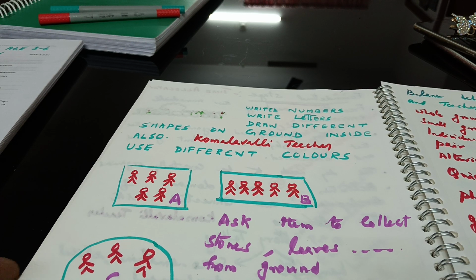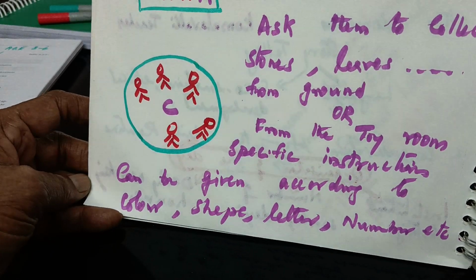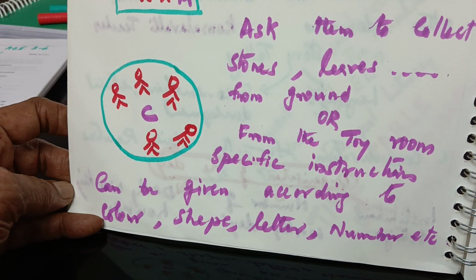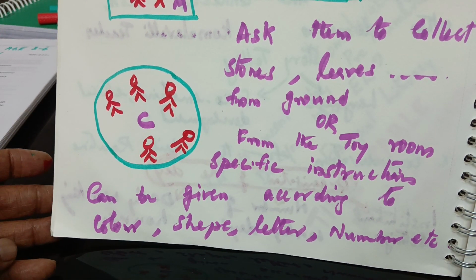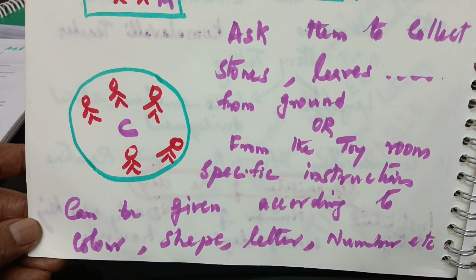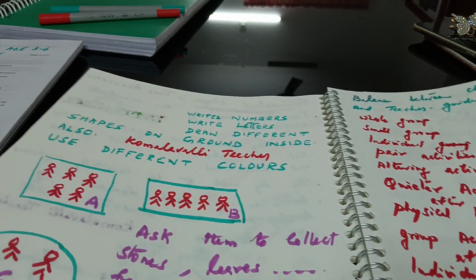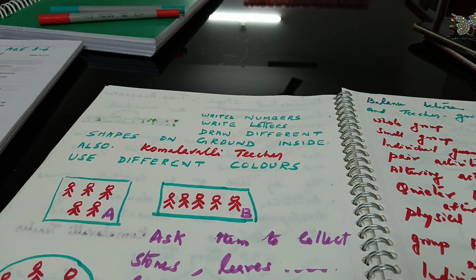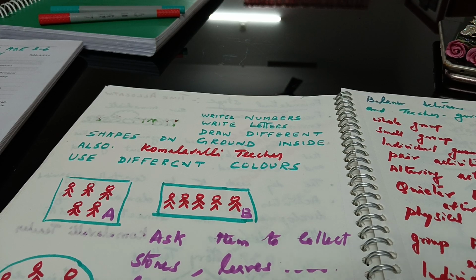Another thing is that here I have written specific instructions: they can collect stones, leaves, etc. from the ground or from the toy room. Specific instructions can be given according to the color, shape, number, etc. So drawing on the ground is very important, and the children will find it easy to accommodate with that.